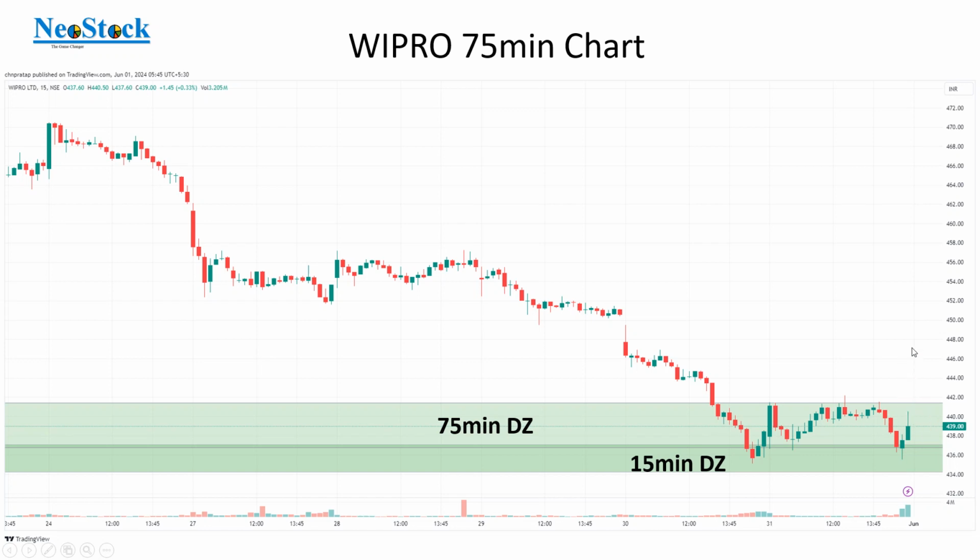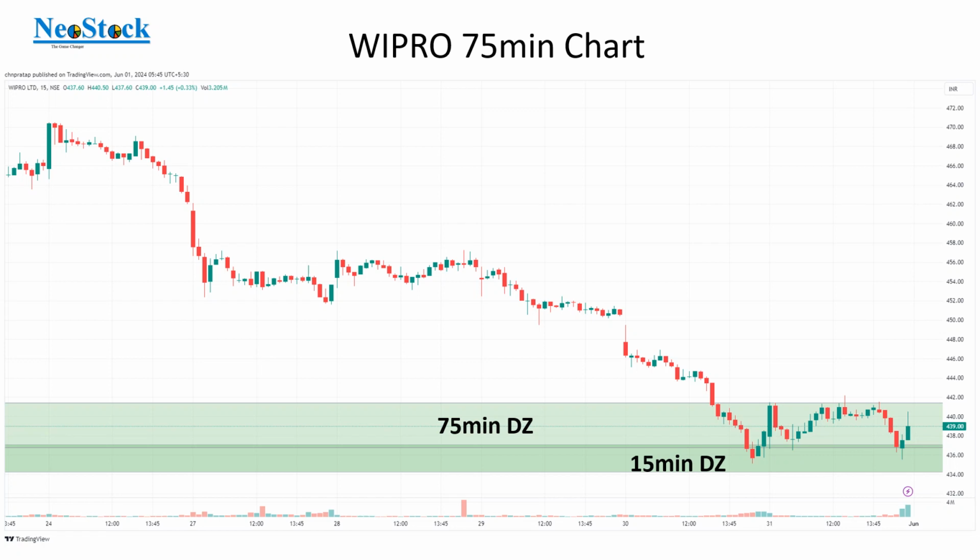Maybe in the next few days prices may go up anytime. Maybe it might start moving up. It may give very good return for the people who are holding. But the point you should observe: the 75 minutes zone is violated. Still the 15 minutes demand zone is working because there is a strong institutional order flow.